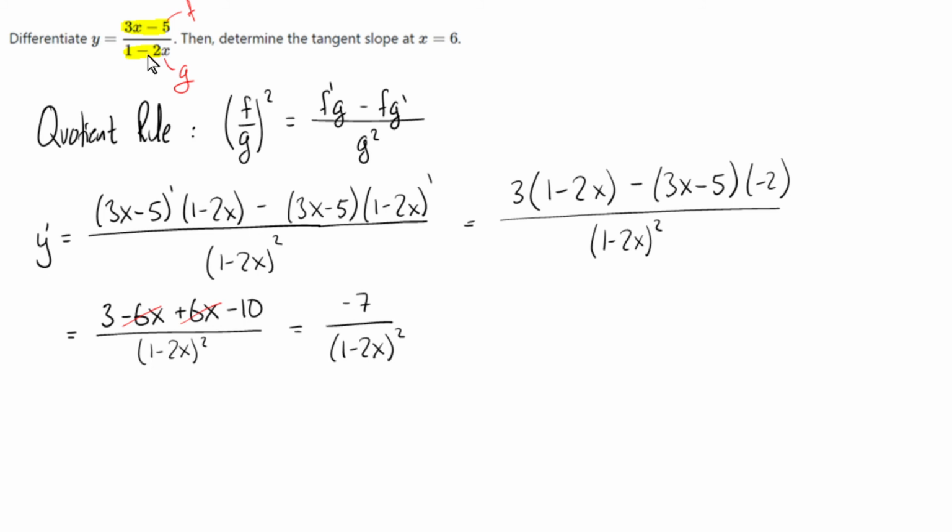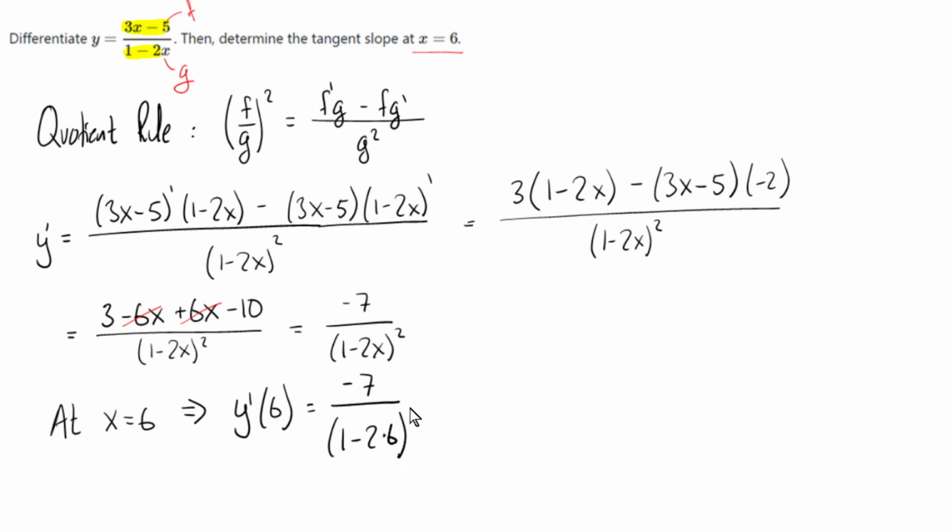Now they want us to evaluate the derivative at x equals 6. So at x equals 6, we're going to write y prime of 6 equals negative 7 over (1 minus 2 times 6) squared.